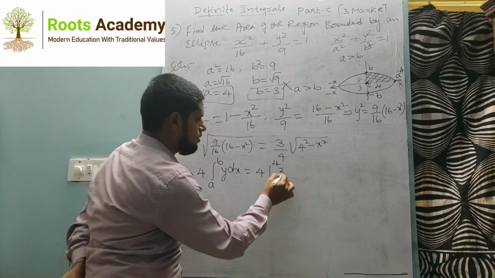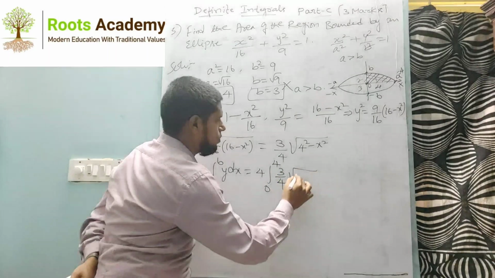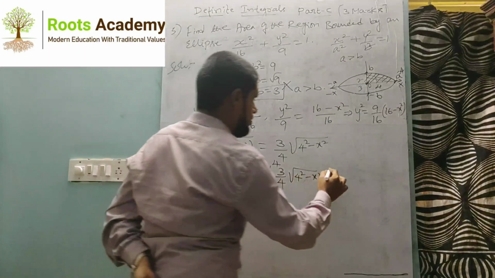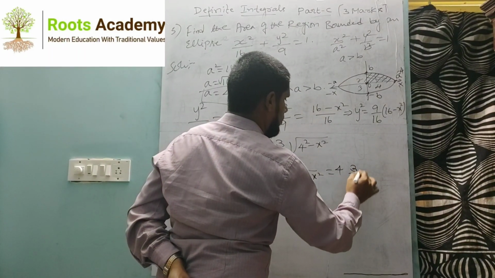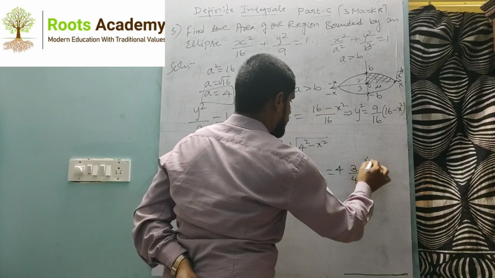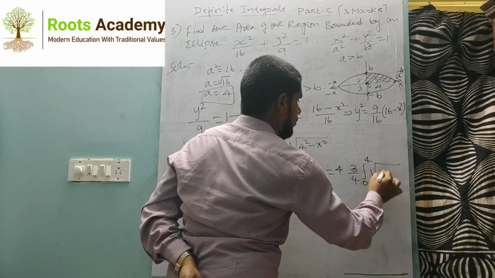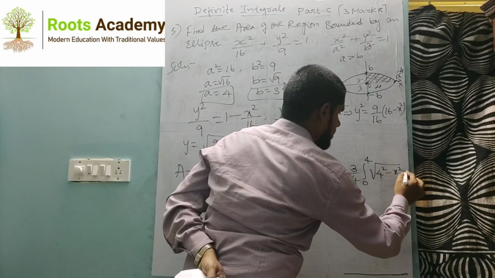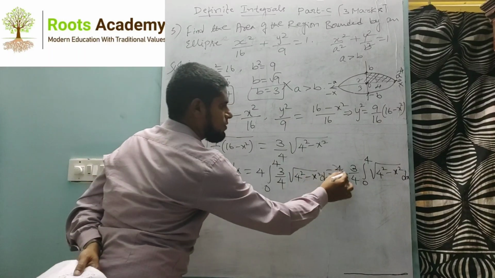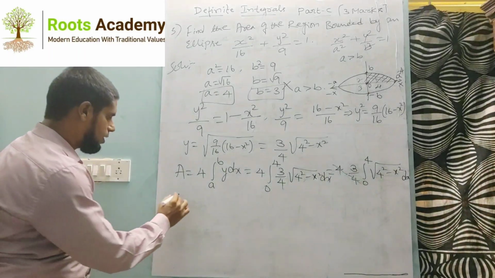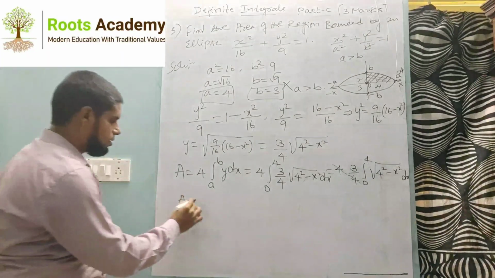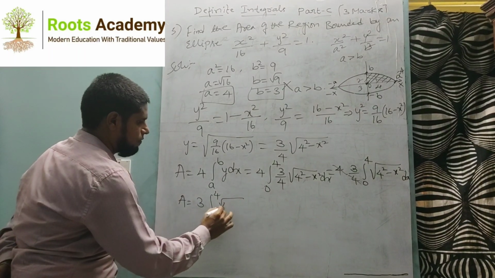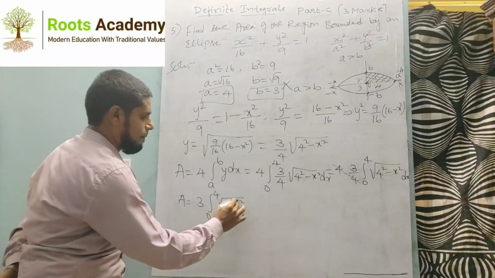Y value is 3 by 4 root of 4 square minus x square. I will take 3 by 4 outside. 4 into 3 by 4, integral 0 to 4, root of 4 square minus x square dx. Now student, this numerator 4, denominator 4 gets cancelled. Finally, a equals 3 integral 0 to 4 root of 4 square minus x square dx.